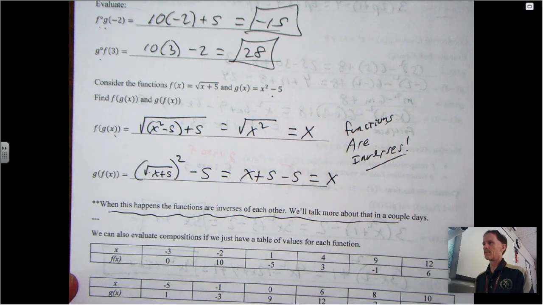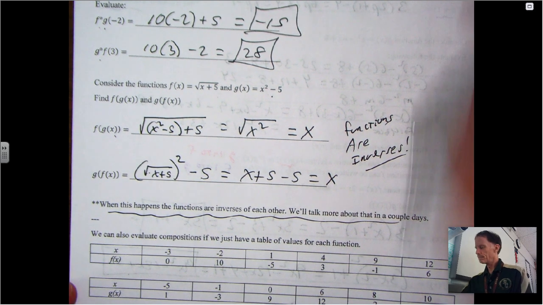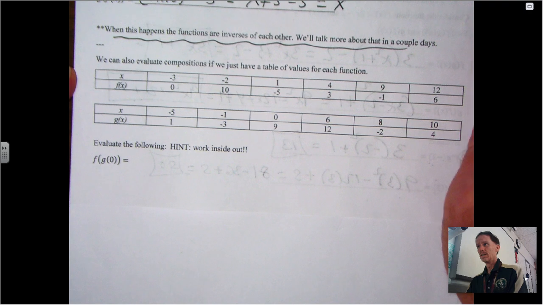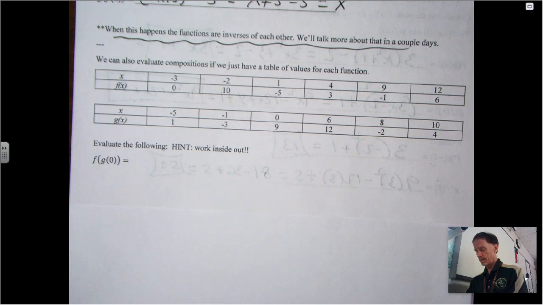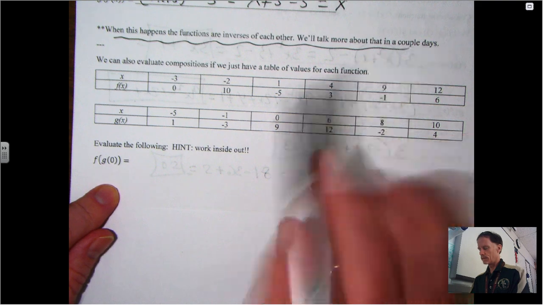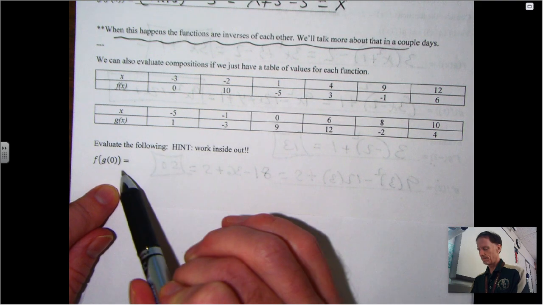But again, we'll talk more about that in a couple of days. Okay, last bit. Sometimes we won't give you an actual function. We won't have you do the algebra to find the function, but sometimes we'll give you a table and have you just evaluate those things. The key thing here is to work inside out.